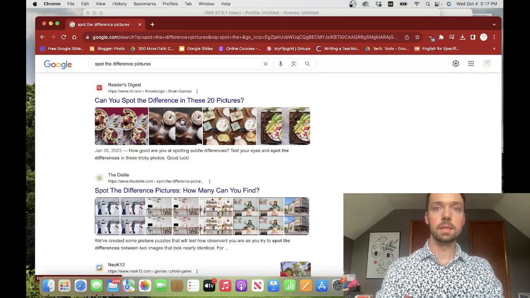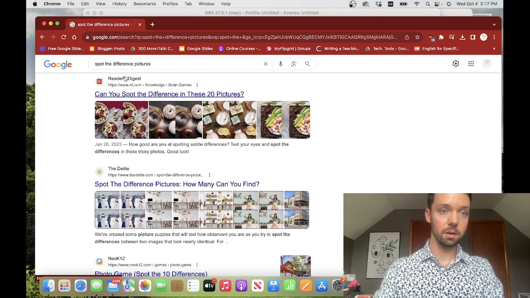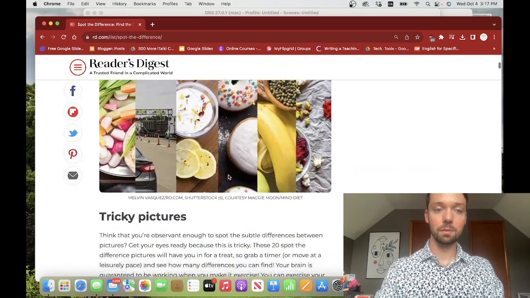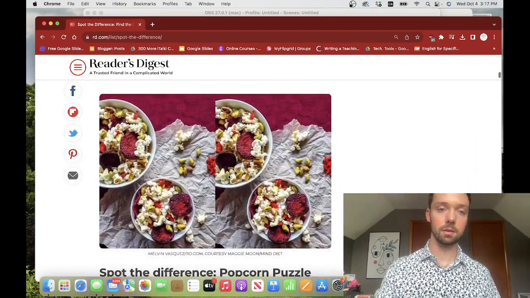Activity number two is called Spot the Difference. You will go online and find two very similar pictures and basically task your student with finding the differences between them. One Spot the Difference website that I have used with a lot of my students is this one right here by Reader's Digest. They have 20 different pictures with very, very small and subtle differences.